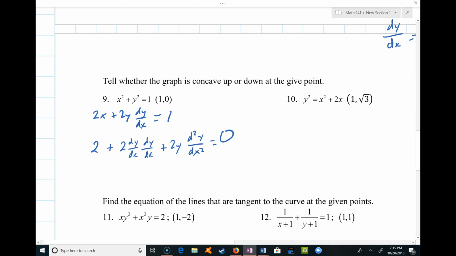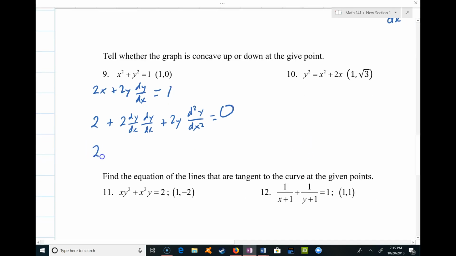So now, remember, our goal is to find out whether this thing is concave up or down at the point (1, 0). So really, all I need to do is plug in 1 for x and 0 for y, and then solve for the second derivative. So I've got 2 plus 2 times dy/dx squared plus, and I put a 0 in for y. Oh shoot, we can't use this to tell whether it's concave up or down, can we? Yeah, I didn't think that one through very clearly. So that means at that point we can't test for concavity.